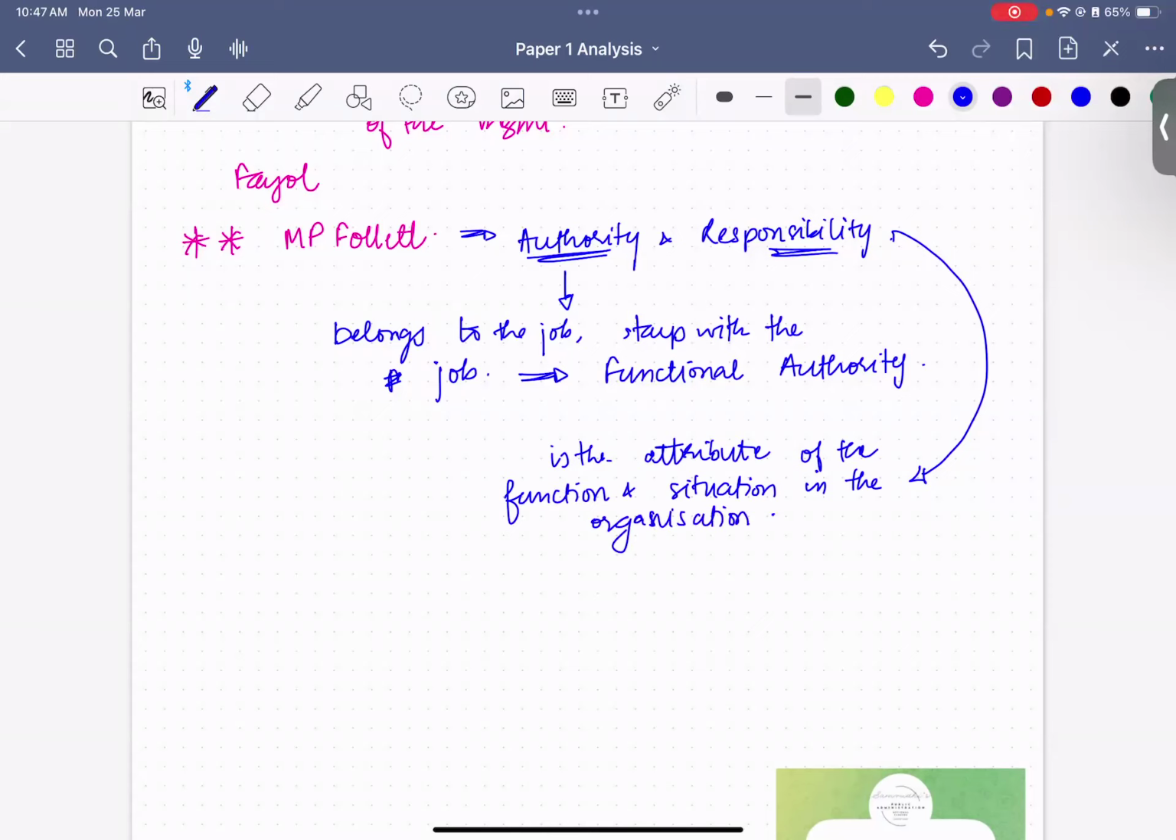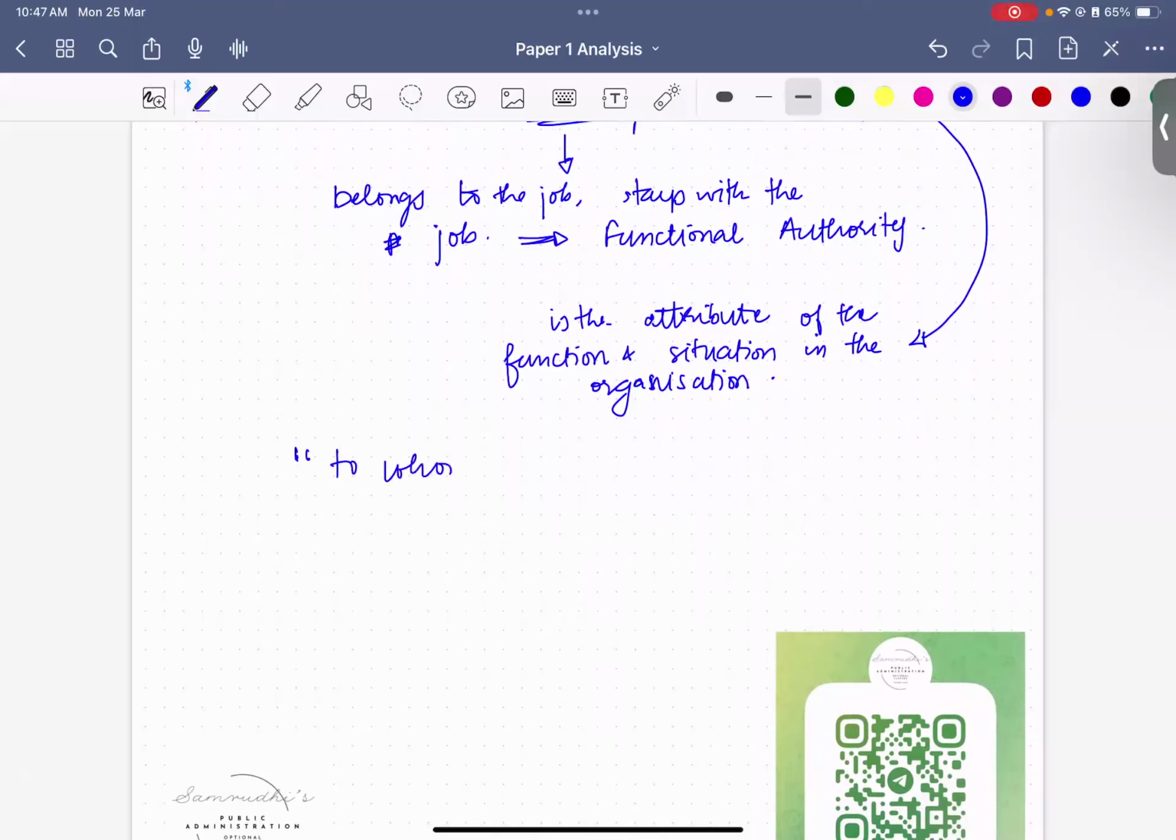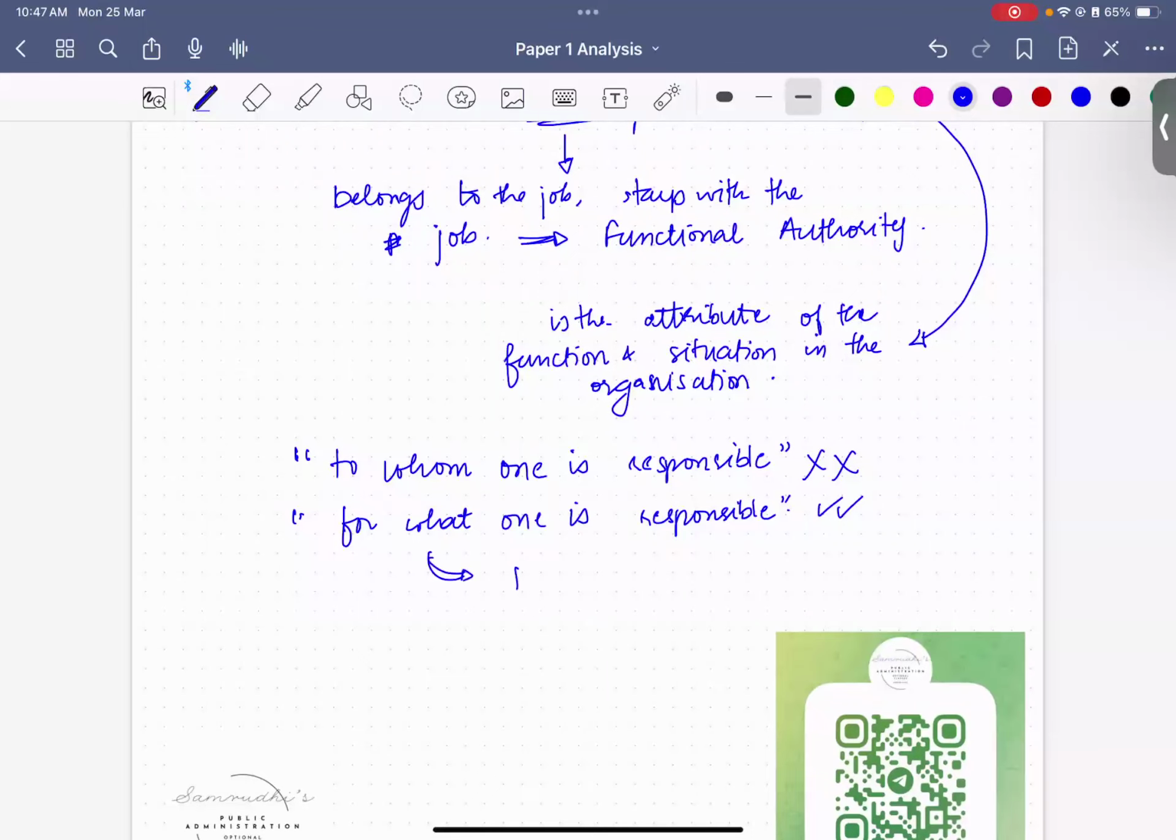Okay, so according to MP Follett, again, it is not to whom one is responsible. No. Okay, this is not the case. Big no. It is for what one is responsible. Okay, so again, this is the concept of functional responsibility.